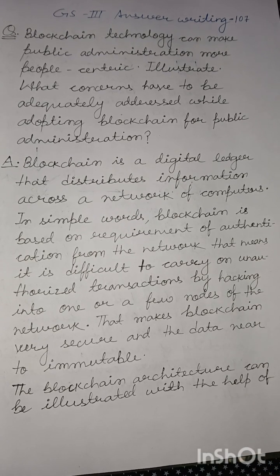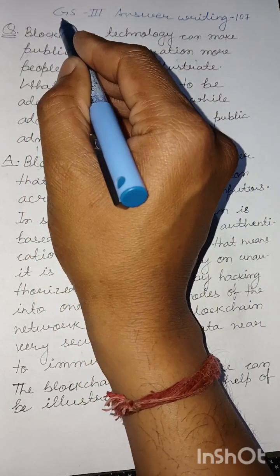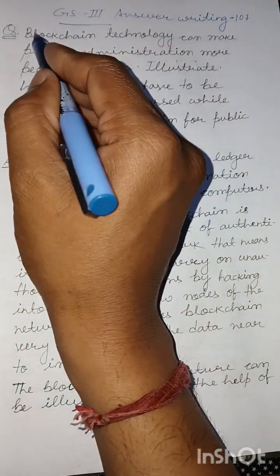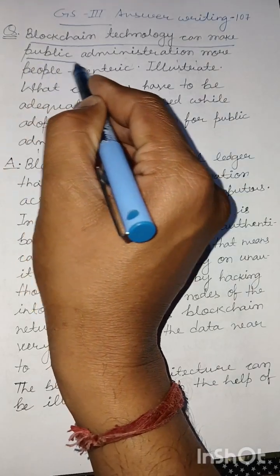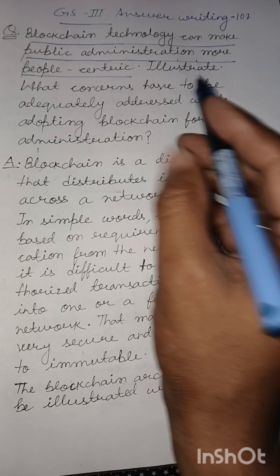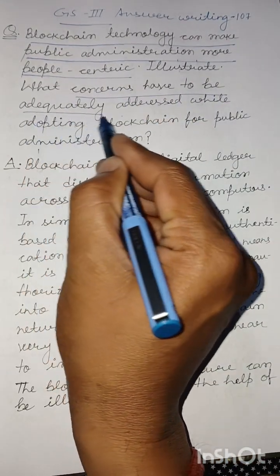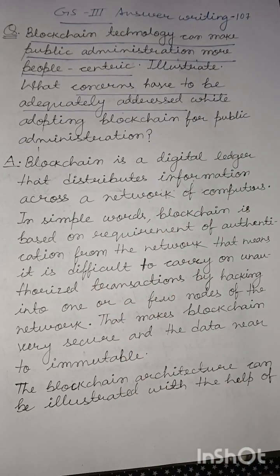This is Rocket Ship IAS Lab, and continuing with our series on answer writing for general studies papers of the civil service main examination, we take up a question that you might come across in GS paper 3. Here goes the question. Blockchain technology can make public administration more people-centric. Illustrate. What concerns have to be adequately addressed while adopting blockchain for public administration?